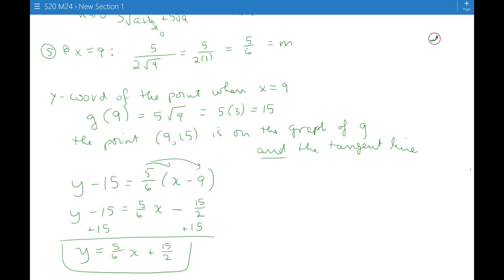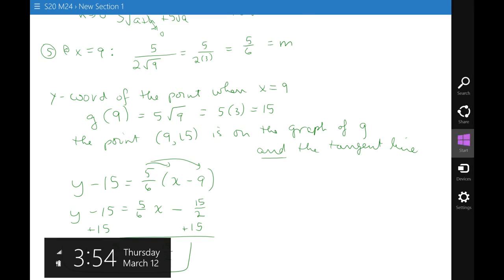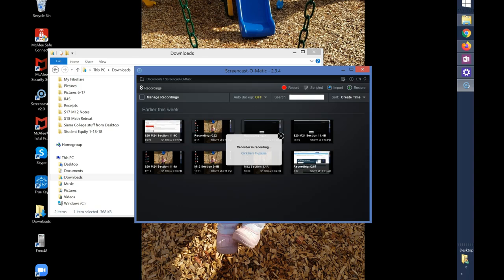So that's the equation of the tangent line to this graph at the point when x equals 9. So be sure and ask lots of questions. This is a super essential part of calculus learning.